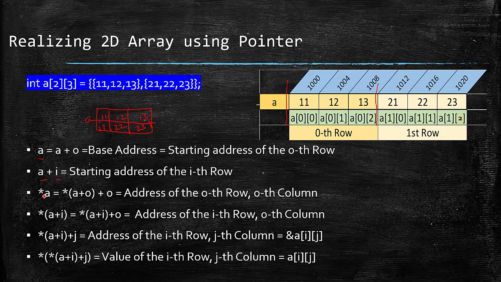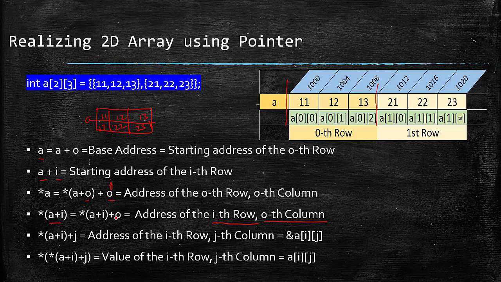Matrix A will give me the address of the zeroth row and zeroth column. How does it give me that? Here the I value is 0, and then we are adding 0, which we represent as J. So star A gives me the address of the zeroth row and zeroth column. Similarly, star of A plus I, which we can write as star of A plus I, plus 0, gives me the address of the ith row and zeroth column, where the column value is 0.